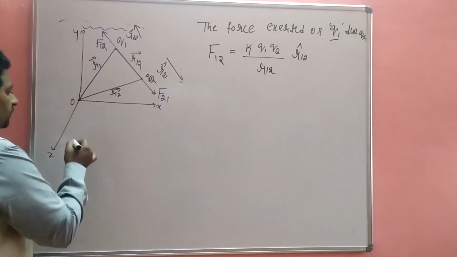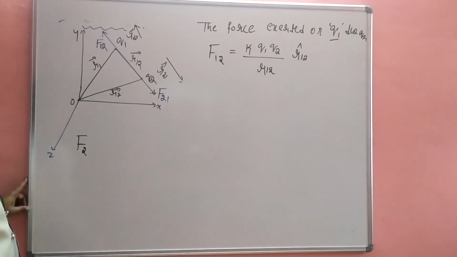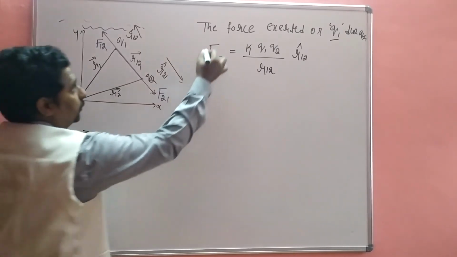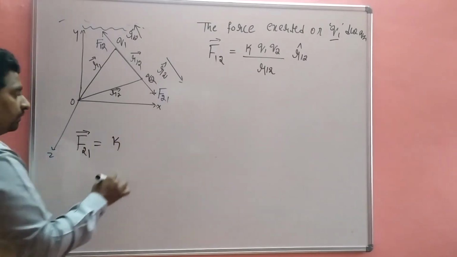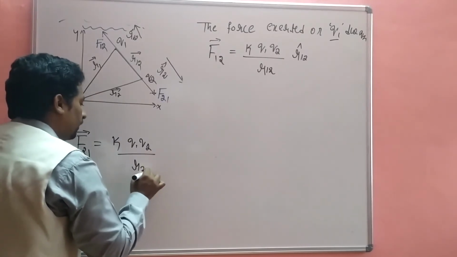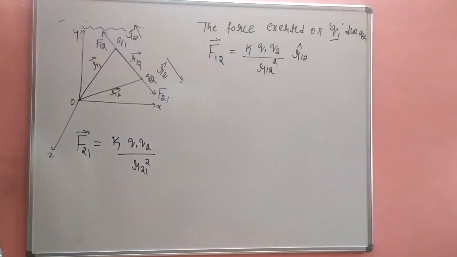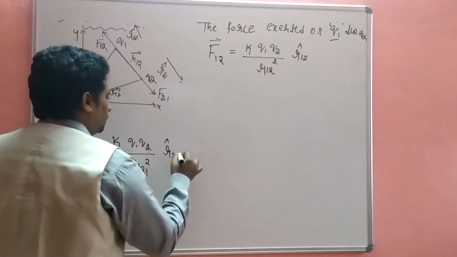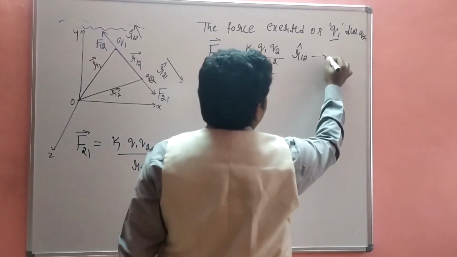We know the last equation is the force exerted on charge Q2 due to the charge Q1, the vector, equal to K Q1 Q2 divided by R21 squared, which means R12 squared, times R21 cap. This is called equation number 1. This is equation number 2.